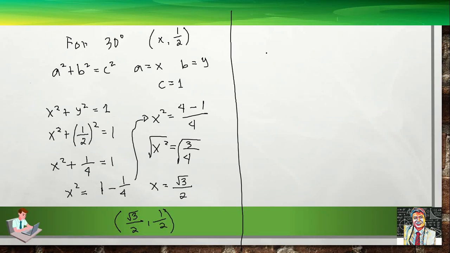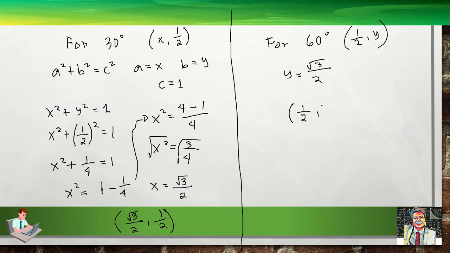For 60 degrees naman, since that is 1/2 and y, since baliktaran sila, so kung ang x dito sa 30 degrees is square root of 3 over 2, therefore, ang y dito, that is 1/2. So, therefore, ang coordinates sa 60 degrees, that is 1/2 and square root of 3 over 2.